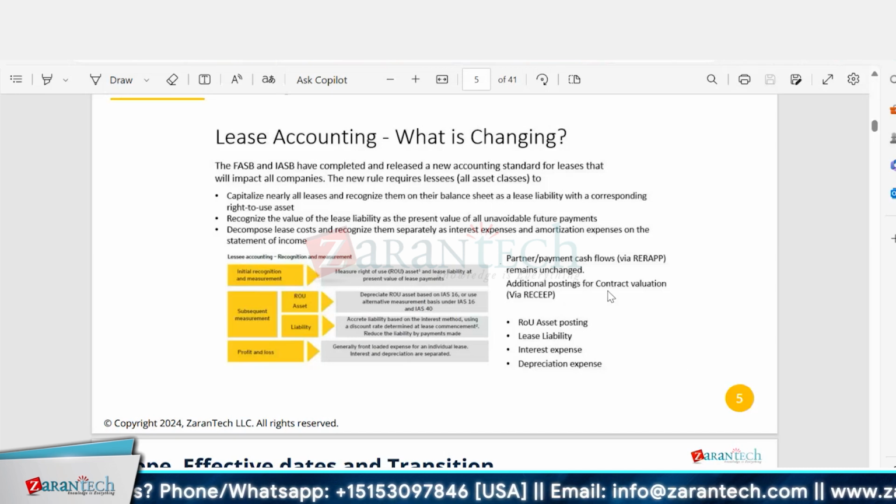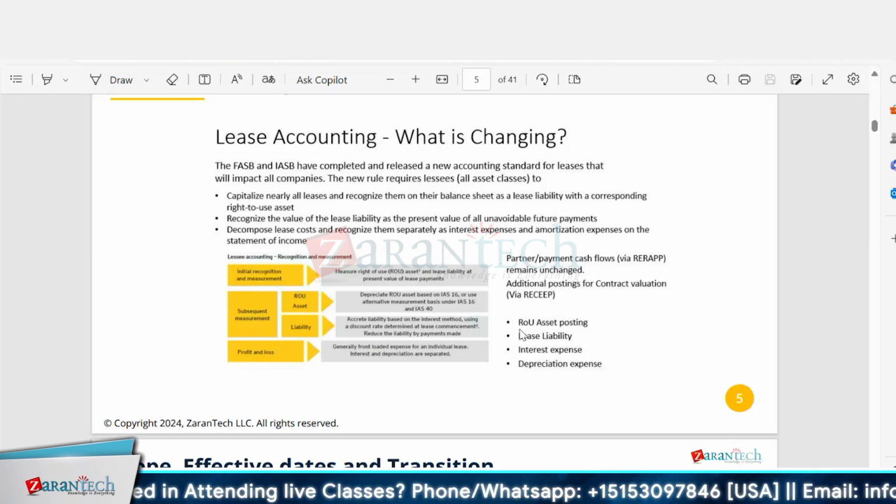So partner cash flow, we remember. If you remember, we use RERAP. In that we do invoice posting. When we say partner cash flow, it is nothing but RERAP. Now, when we talk about IFRS 16, there are a few additional postings coming in with T code RECEEP. If you can make a note of this, RECEEP. This is the T code through which we will be posting.